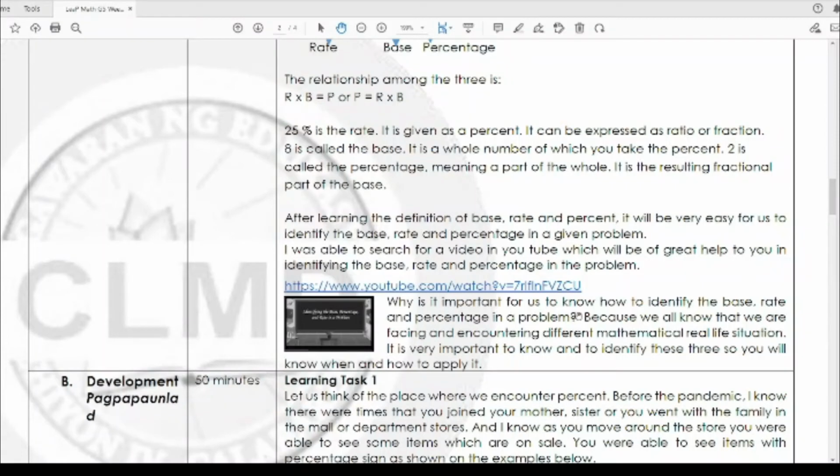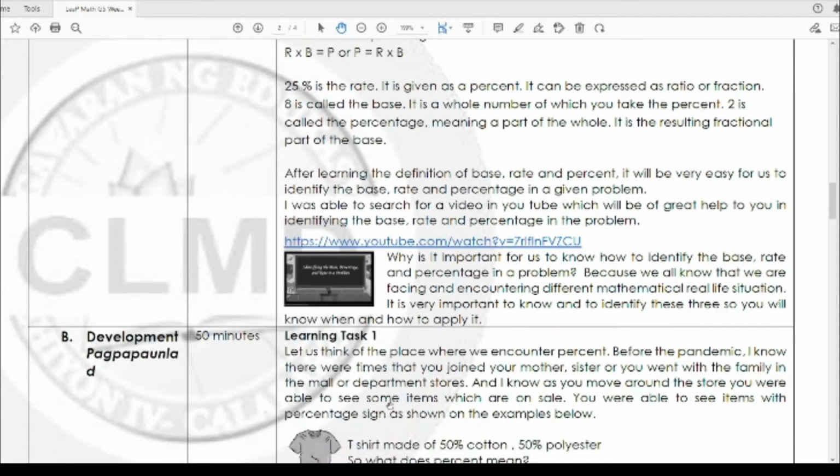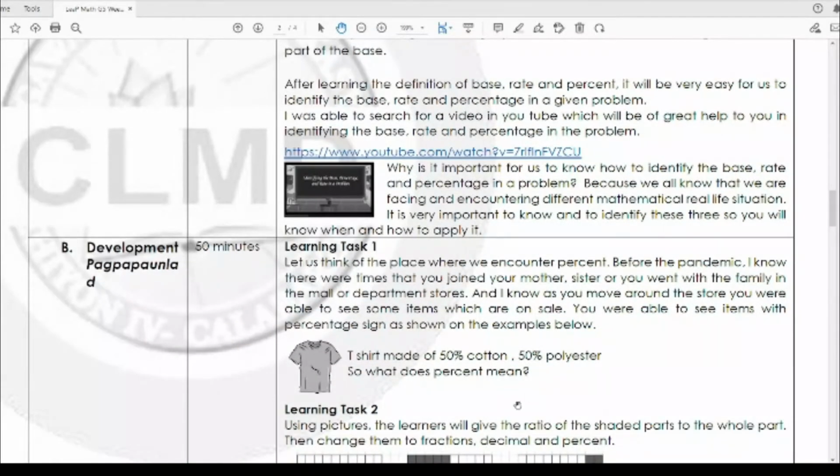Why is it important for us to know how to identify the base, rate, and percentage in a problem? Because we all know that we are facing and encountering different mathematical real-life situations. It is very important to know and to identify these three so you will know when and how to apply it. So to start with our learning task number 1, let us analyze this problem.